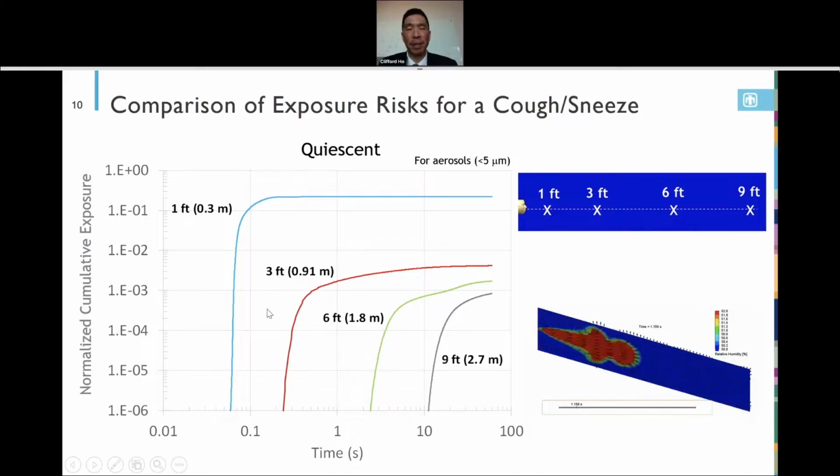And then the second thing that's important is timing. It takes a while for that plume perhaps to reach you, perhaps up to a few seconds depending on how far you are away from that aerosol plume.